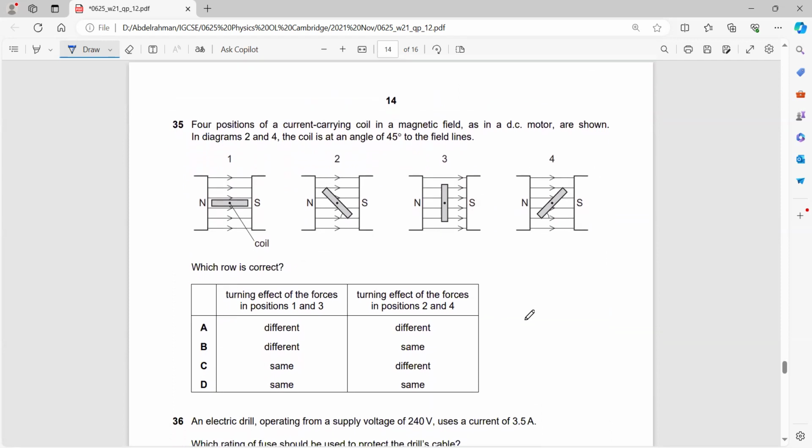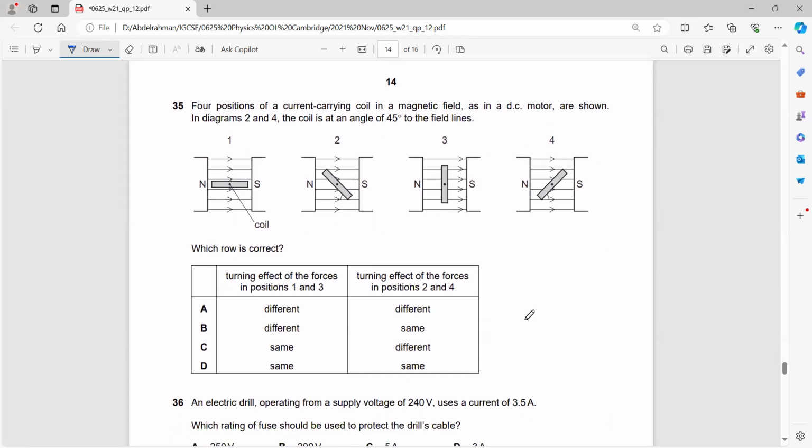Four positions of a current carrying coil in a magnetic field, as in a DC motor, are shown. In diagrams 2 and 4, the coil is at an angle of 45 degrees to the field lines. Which row is correct? It's a really interesting question. Turning effect of the forces in positions 1 and 3, and 2 and 4.